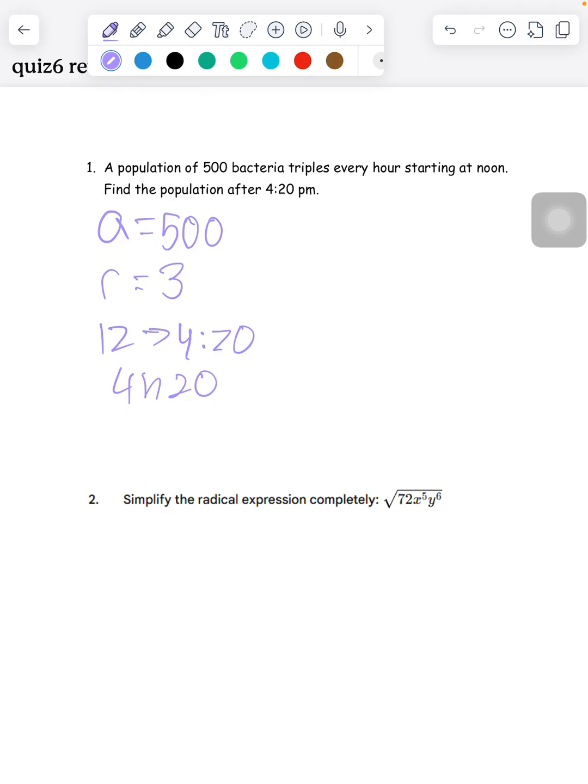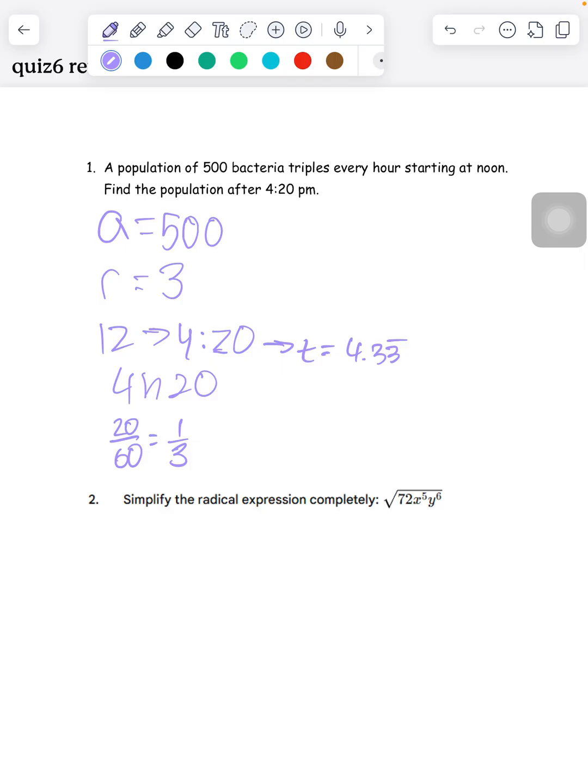So let's break this down. 4 hours, that's 4. What about 20? How much is 20 minutes out of an hour? So let's find out. 20 divided by 60 equals 1/3. So I have 4 and 1/3 of an hour after noon, so I could simplify this as my t will be 4.33 repeating. That's 1/3 as a decimal. 4 1/3 hours has elapsed after the population started growing.